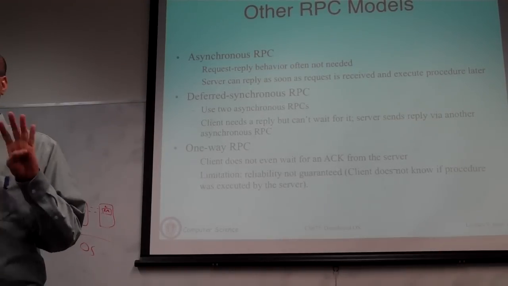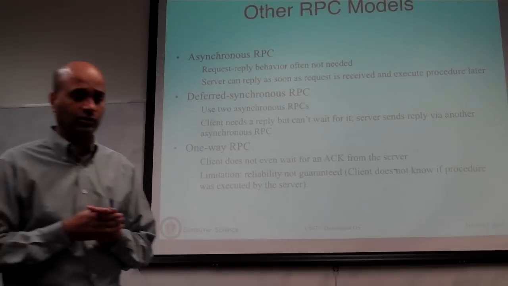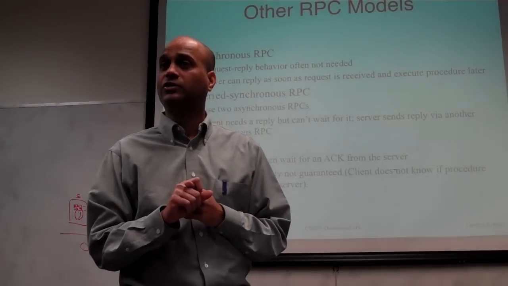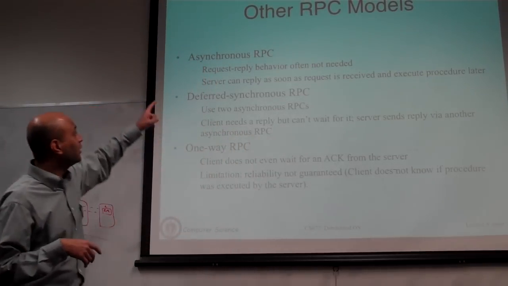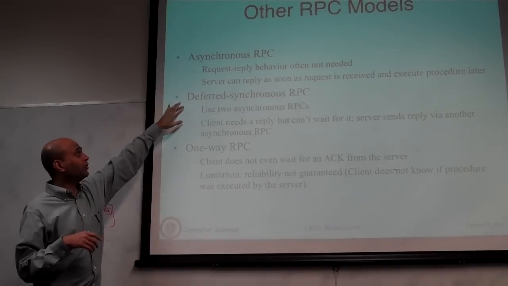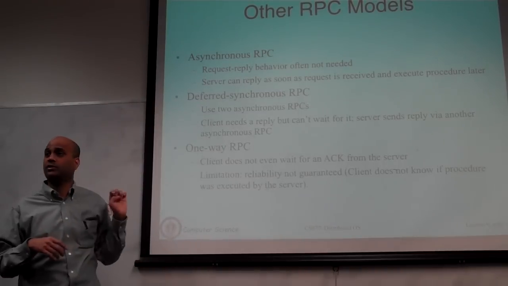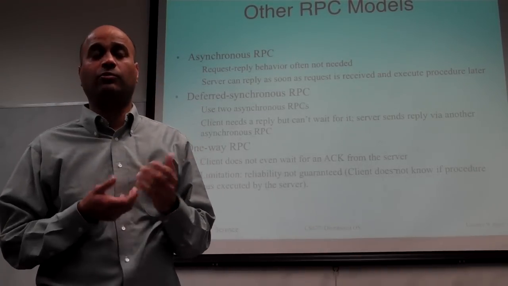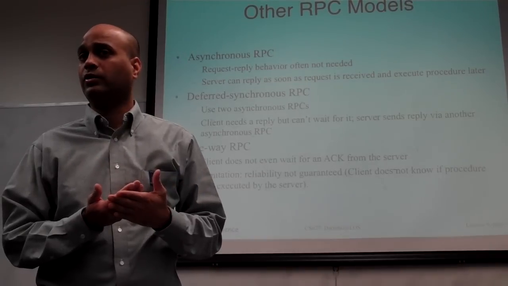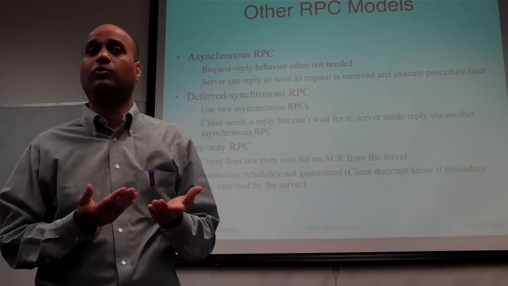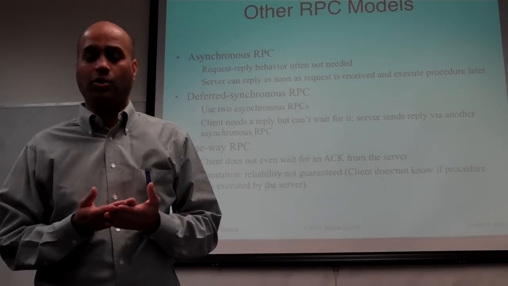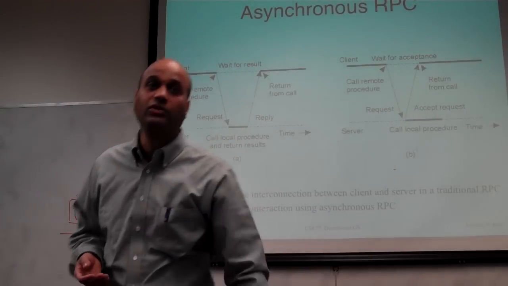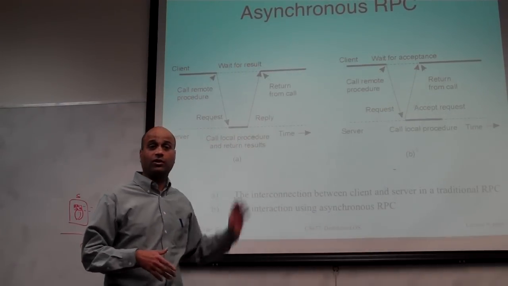Okay? So 4 different abstractions. Starting with synchronous, that's the traditional model. Then asynchronous RPC, deferred synchronous RPC, one-way RPC. So there are 4 different ways you can implement your RPC system. When you write your RPC call, you have to see what the system is providing for you. Most likely it is going to just do the standard thing, which is synchronous.